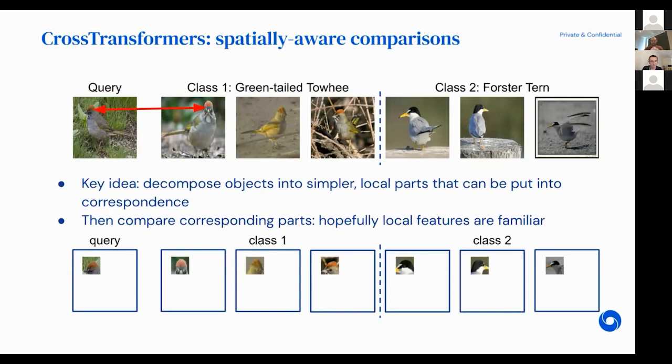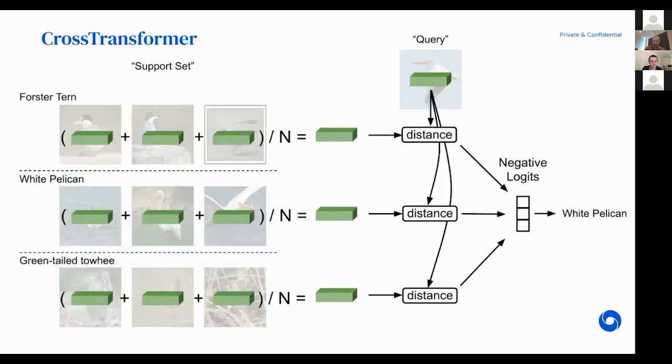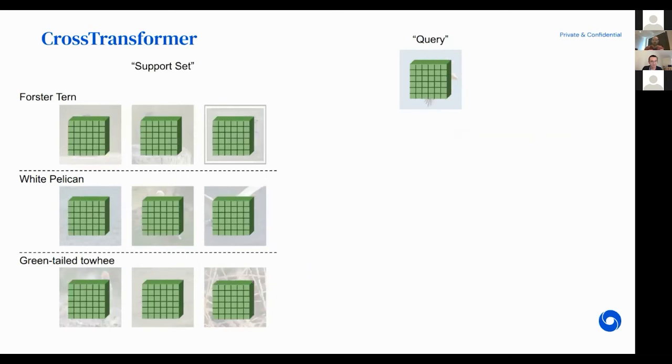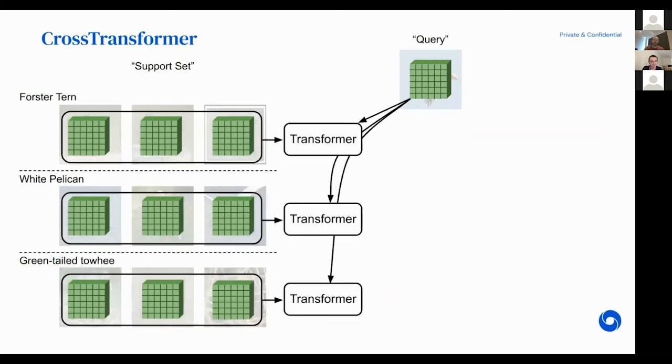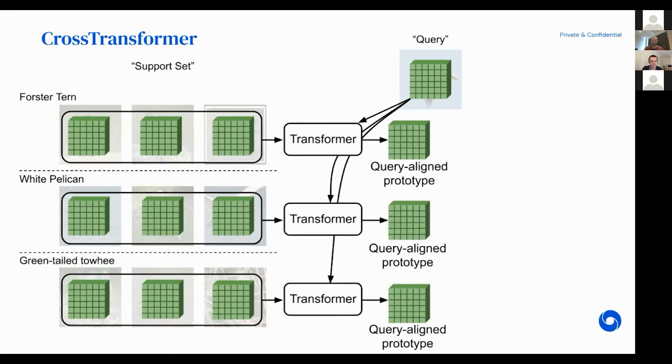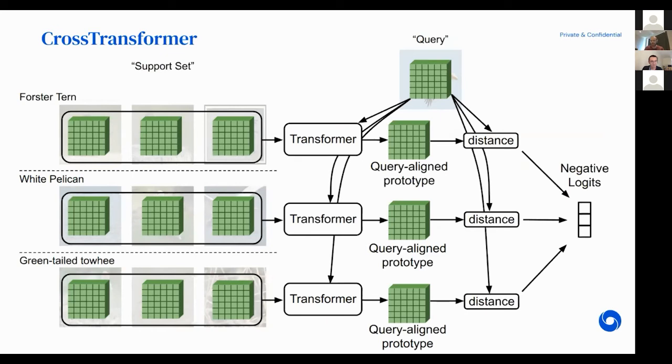So cross-transformers are going to try to do this. That is, bring features from the support set into correspondence with the features in the query image. So we do this by modifying prototypical networks by first replacing that globally pooled feature with a full set of convolutional features. And then for each spatial position within the query, we try to aggregate relevant features from the support set using a transformer-based architecture. And so this results in a set of aligned features that's the same size as our query features. And then we can compare these position by position to get a set of distances that we then average to get a single distance, which we use exactly in the same way as in prototypical networks.